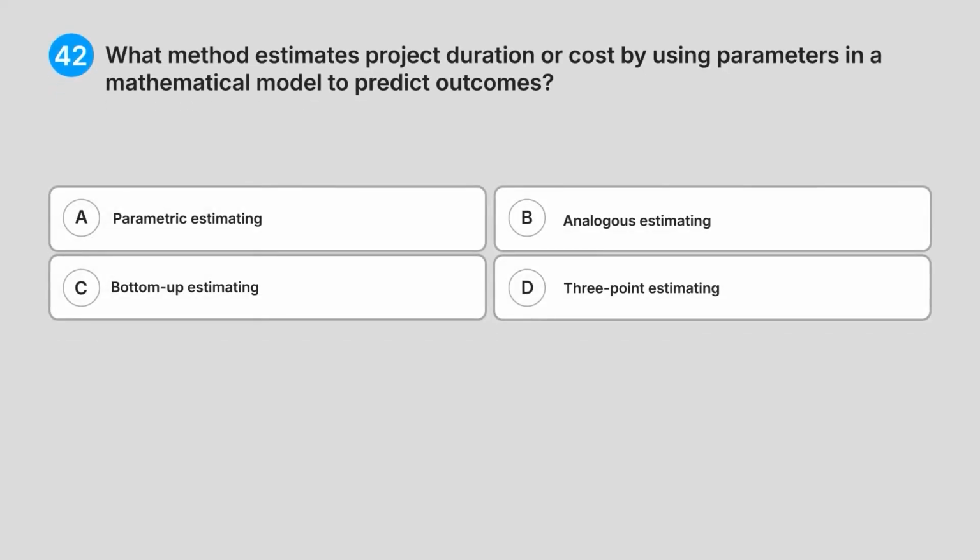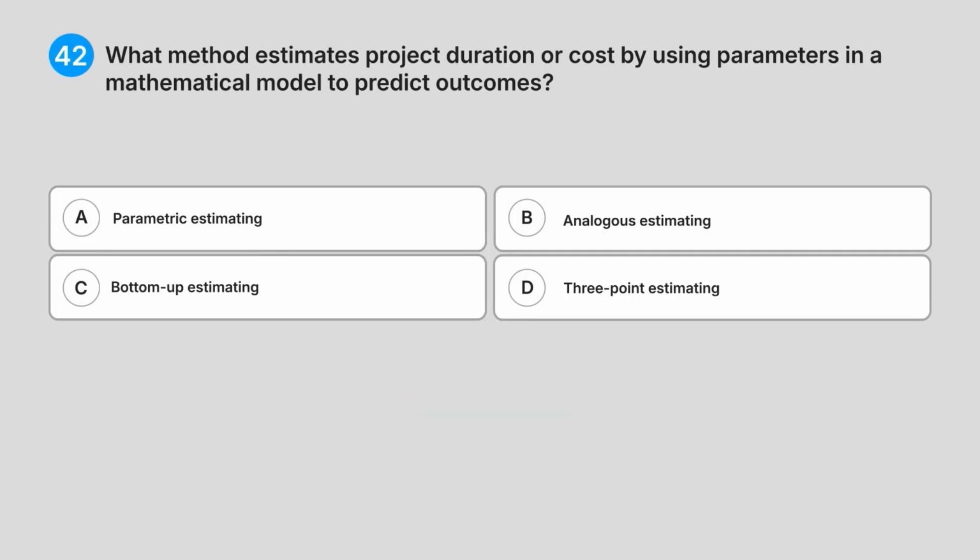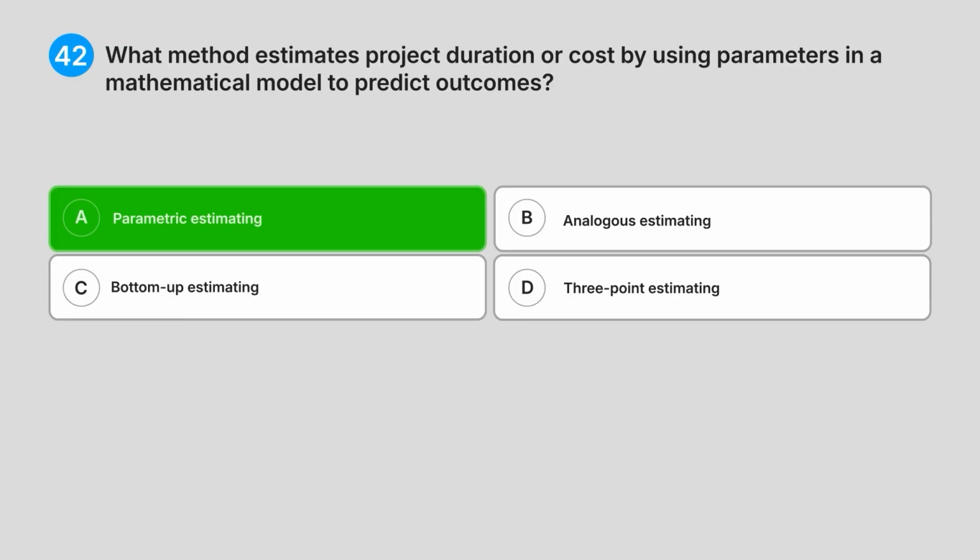42. What method estimates project duration or cost by using parameters in a mathematical model to predict outcomes? A. Parametric estimating. B. Analogous estimating. C. Bottom-up estimating. D. Three-point estimating. What do you think is the answer? Correct answer, A. Parametric estimating.